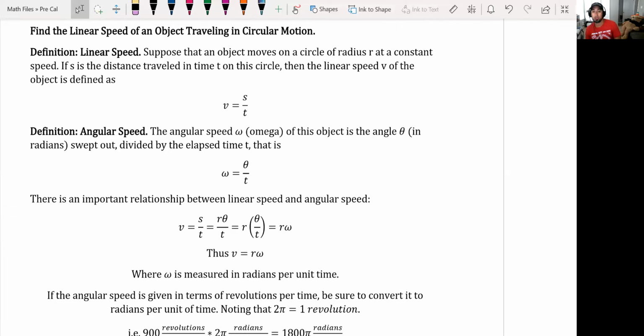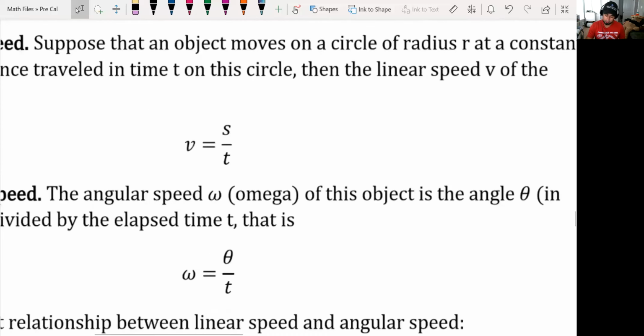And, oh, t is time, yes. Then you have angular speed. So this object's going around the circle, but now we don't want to know the speed of the object going around the circle. We want to know what's the speed of the angle that's going with the actual object, right? So I guess diagrams are always good, right?